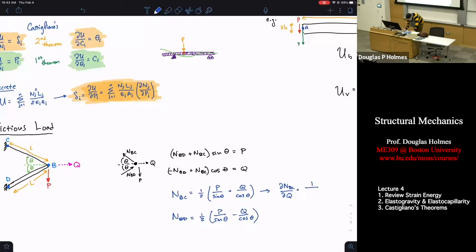equals 1 over 2 cos theta. And similarly, NBD over Q is 1 over 2 cos theta. Now in this problem, Q goes away after the derivative. If it doesn't, this is the point where you would say the magnitude of Q is 0. After I take my derivative, I can set Q exactly equal to 0.